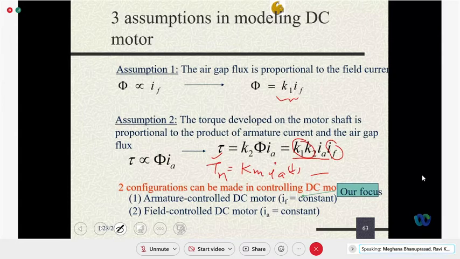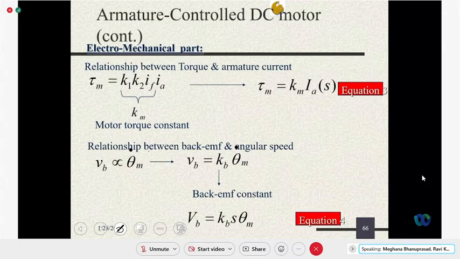Now, the produced torque is the product of the field current and the armature current. So that is the product of air gap flux and armature current. But air gap flux is K1 IF. If we take the proportionality constant as K2, then torque is K2 K1 IF IA. Now, K1 and K2 are proportionality constants.